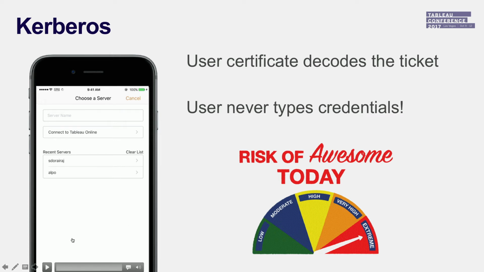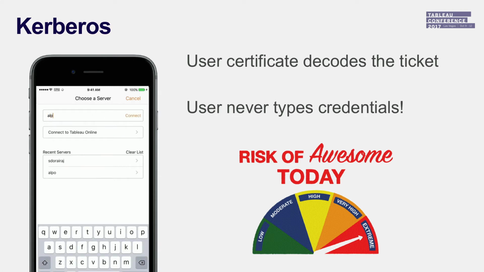So I want to show you a quick demo of what this experience looks like. As you can see in the mobile app, I'm at the pick a server screen. All I have to do is type in a server name and then hit connect. And the expectation is that I should not see a username and password challenge. So connect to this server, Alpo.